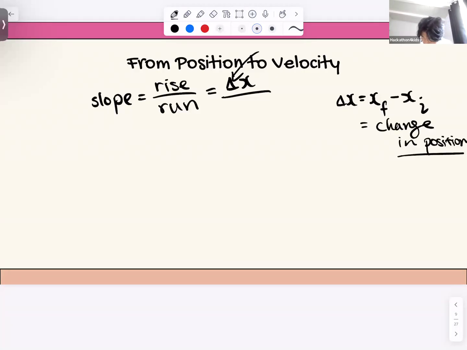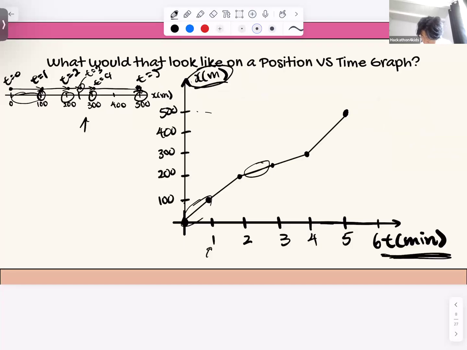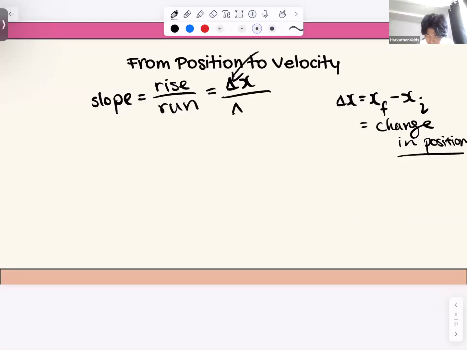And the run here would be time, right? So it'd be change in time. Add another delta t. Okay. So the slope of this graph would be equal to change in position over change in time.